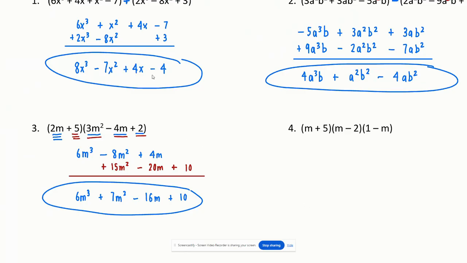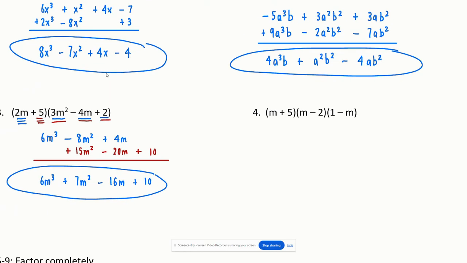How many terms does answer 1 have? 4. How many terms does answer 2 have? 1, 2, 3. How many terms does answer 3 have? That's how I'll grade it, if you get that term correct. So, for example, this would be worth 1, 2, 3, 4 different parts. So you might get the 8x cubed right, but you might miss the minus 7x squared. You might get the plus 4x and the minus 4 right, so you would only miss the term you miss. Does that make sense?